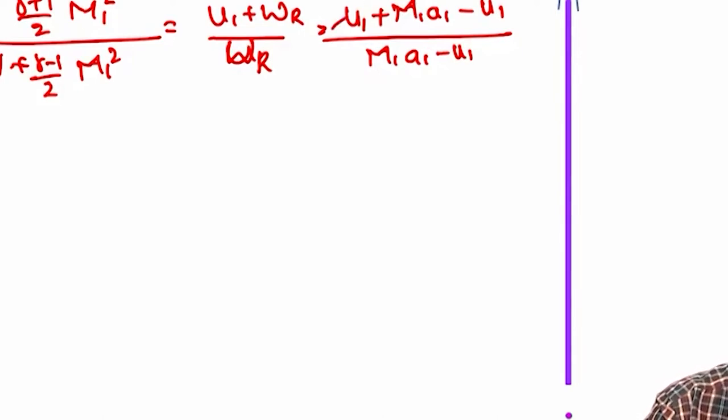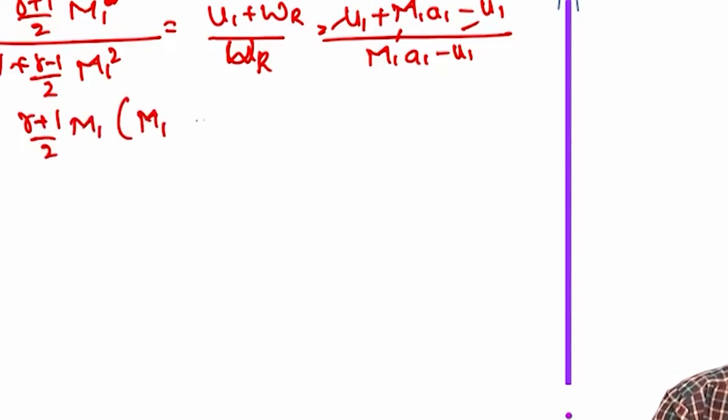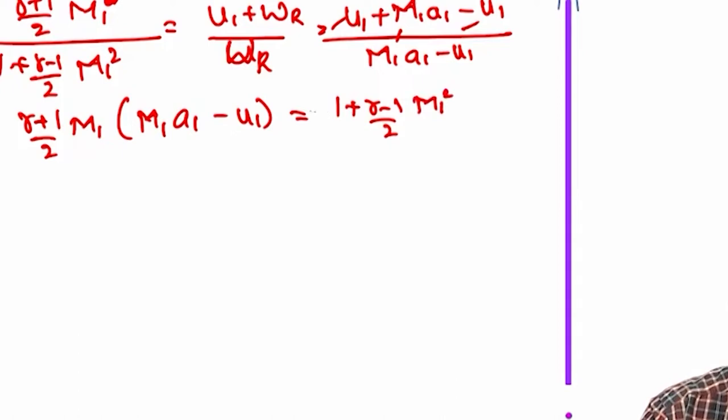So here these terms go off. So you get M1 A1, and the 1 in M1 can be cancelled off with this 2 here. So now you get (gamma plus 1) by 2 M1 multiplied by M1 A1 minus U1 equal to 1 plus (gamma minus 1) by 2 M1 square, multiplied by A1, because A1 is still remaining here.